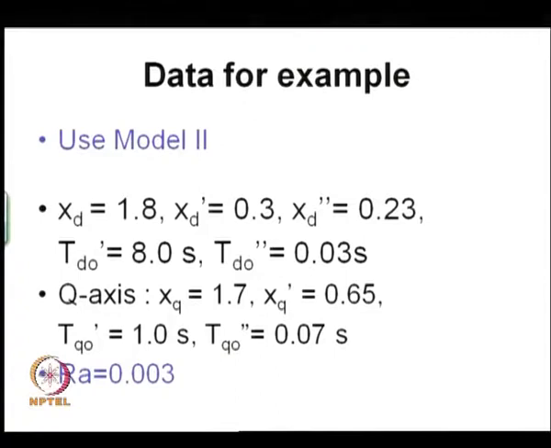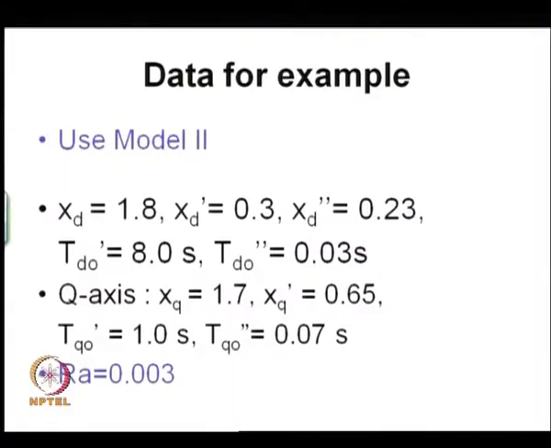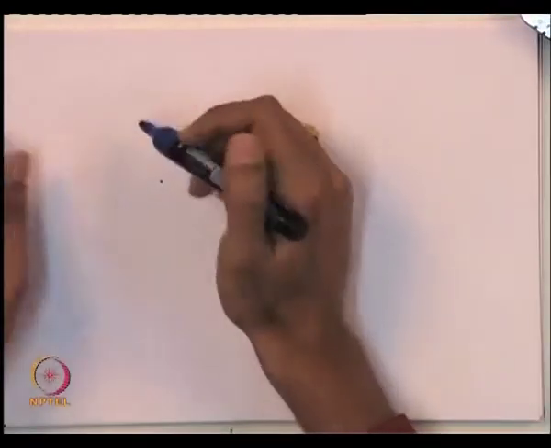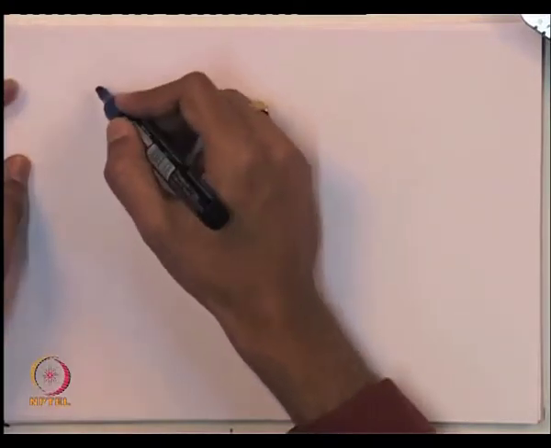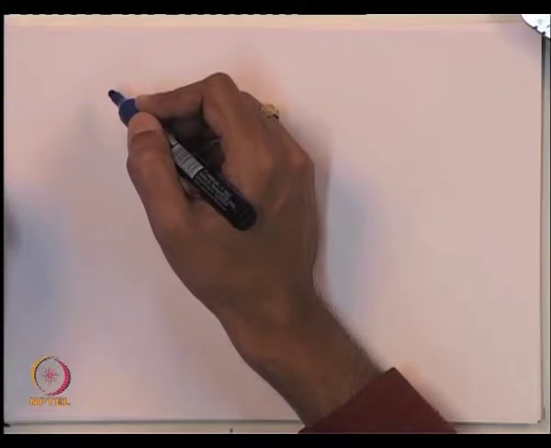Now, what we will do is a simple example in this particular lecture, which uses model 2. I will write down model 2 again in this class, and use the data which I have shown here. What we will do is consider a round rotor machine. So, we will use 2 windings on the q axis, a field winding and a damper winding on the d axis, in addition to the dq0 windings.